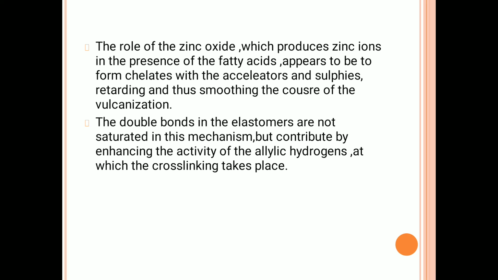Zinc oxide produces zinc ions in the presence of fatty acids, and appears to form chelates with the accelerators and sulfides, retarding and thus smoothing the course of vulcanization. That is, the role of zinc oxide is mainly to form chelates with accelerators and sulfides and smooth the process of vulcanization. The double bonds in the elastomers are not saturated in this mechanism but contribute by enhancing the activity of the allylic hydrogen at which the cross-linking takes place.